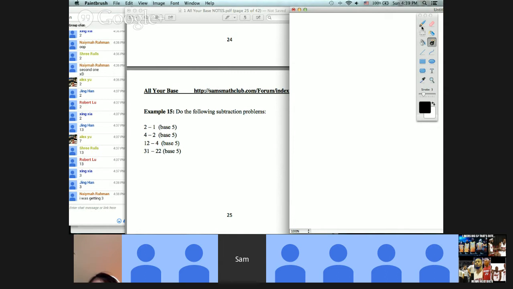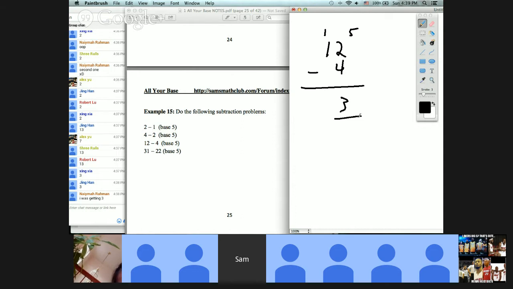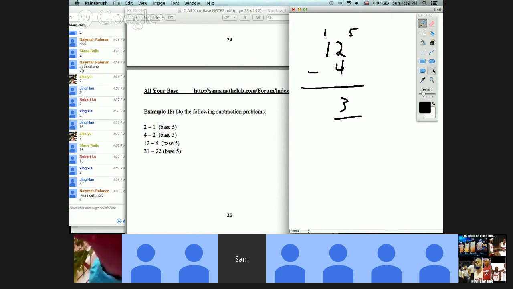So let me rewrite that real quick. Okay, 12 minus 4. So nice job. 3 is the answer. So again, 2 can't be subtracted, so you borrow 1 from over here. And then instead of 10 coming over, 5 comes over. So 5 over here. So then now it's 5 minus 4. Instead of 10 minus 4, it's 5 minus 4 plus 2. So 5 minus 4 is 1, plus 2, 3. Answer is 3. Okay, so try 31 minus 22 base 5.